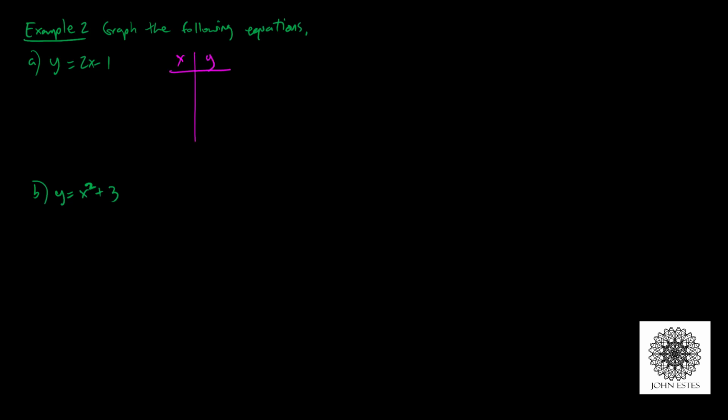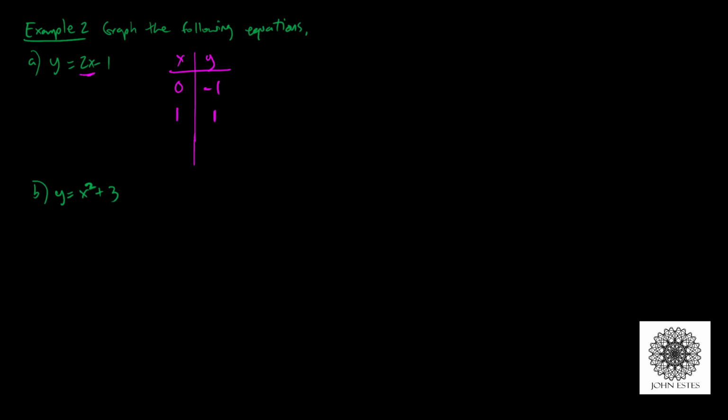If I set up a table, x and y, and I pick some x values, let's say I pick x to be 0, and I plug in 0 for x here, I end up with y being negative 1. If I plug in x = 1, I have 2 times 1 minus 1, y becomes 1.